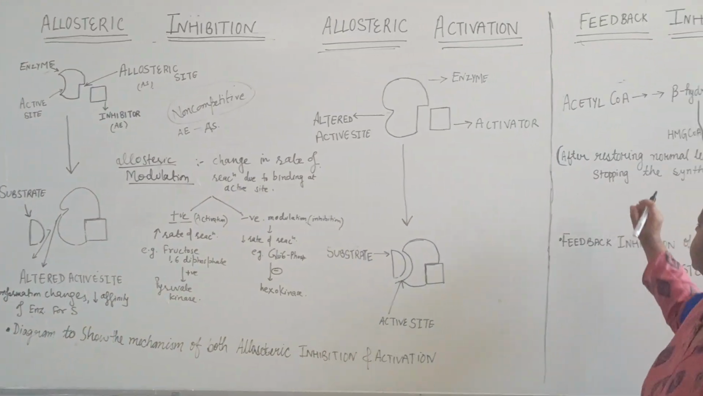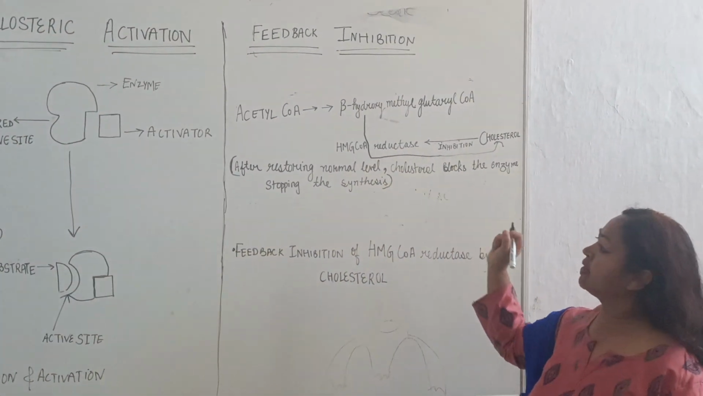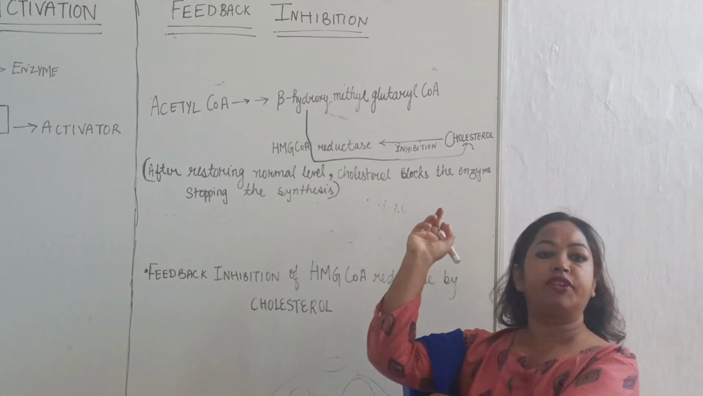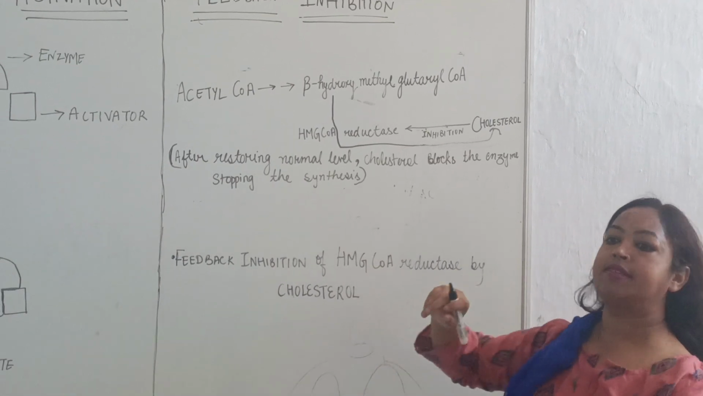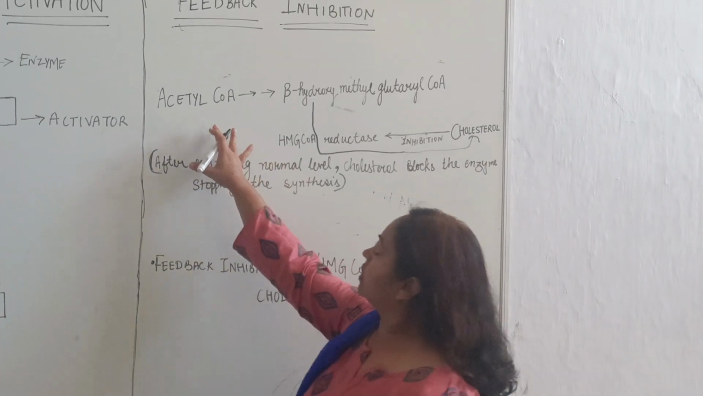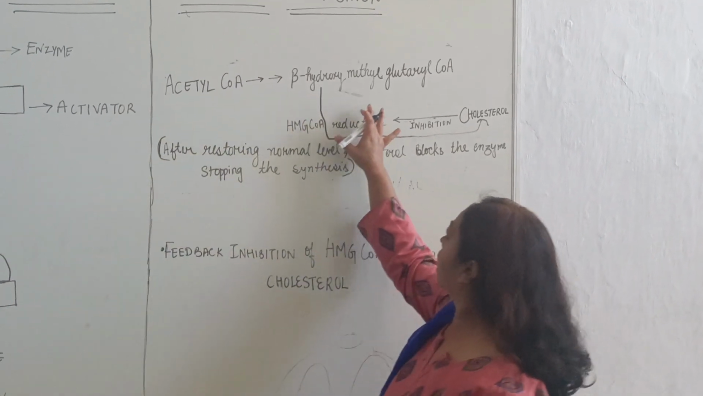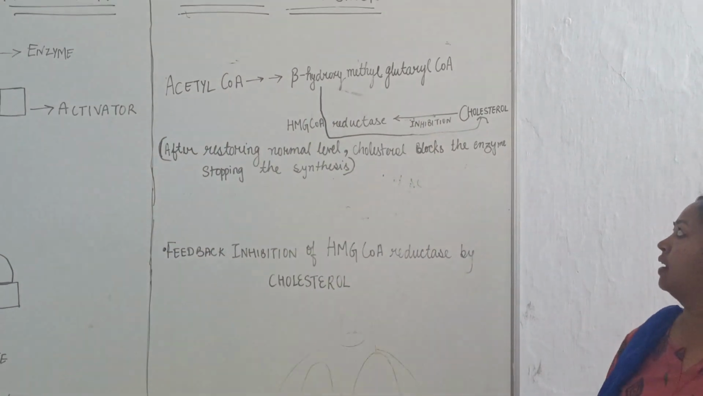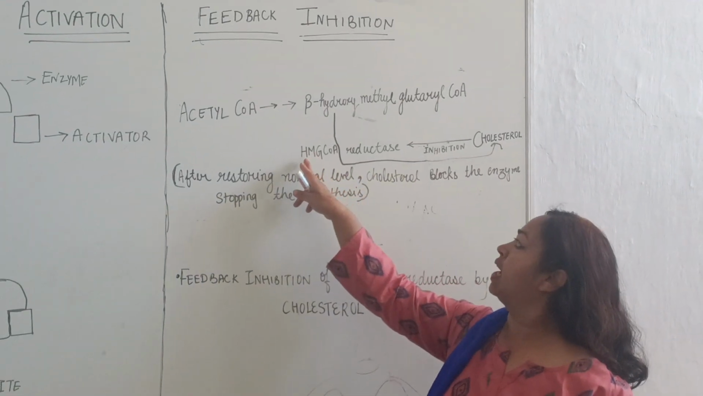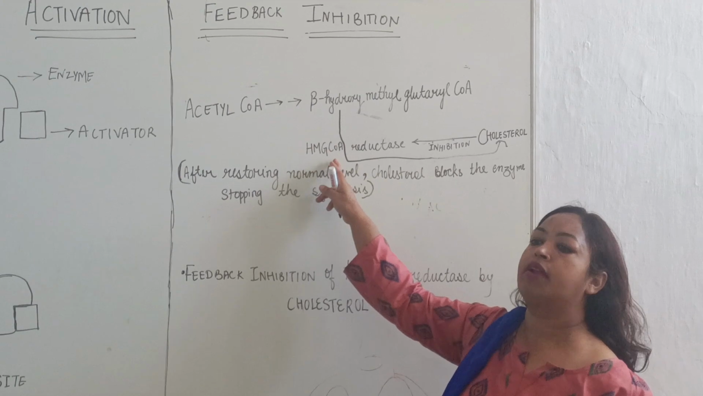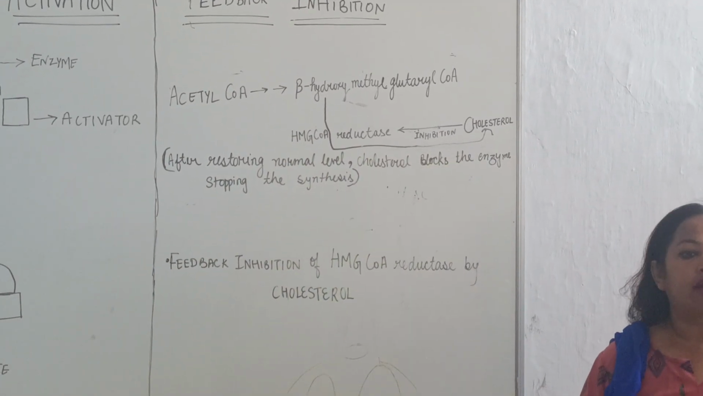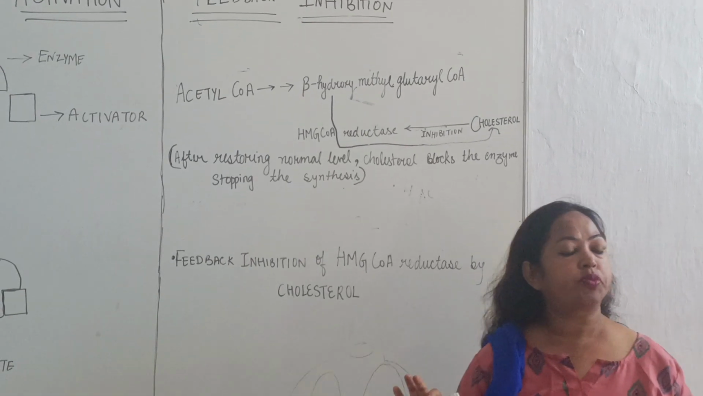Then we have another type of inhibition which is called feedback inhibition. Now, before understanding feedback inhibition, you should first understand how the synthesis of cholesterol takes place. Here the acetyl coenzyme A reacts with beta hydroxymethyl glutaryl coenzyme A in the presence of the enzyme HMG-CoA reductase, hydroxymethylglutaryl coenzyme A reductase, and then it forms cholesterol. This is the synthesis process.